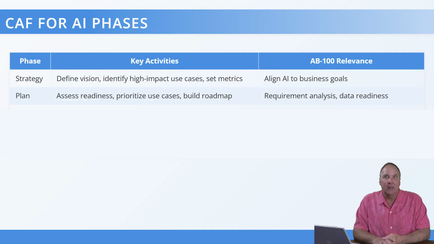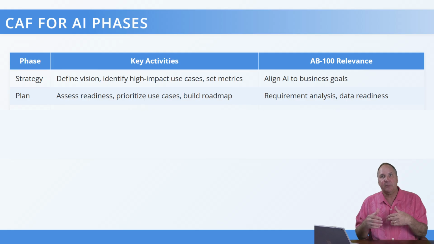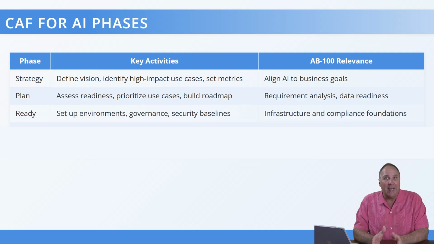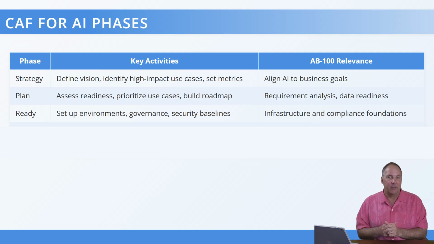Second, plan. Now you build the roadmap. What data do we have? What data do we need? What skills are missing? What's the timeline? You're starting to turn that vision into reality. 3, ready. Infrastructure and governance. You're setting up your cloud environments, defining security policies, and establishing who owns what.